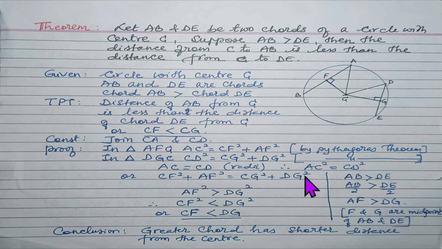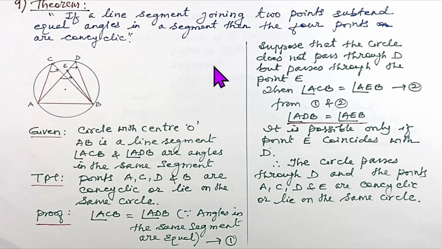If AF square is greater than DG square, then naturally CF square is less than CG square, or CF is less than CG, and therefore the conclusion is the greater chord has a shorter distance from the center. So try to understand that. So that is the theorem for you. Now coming to the next theorem.